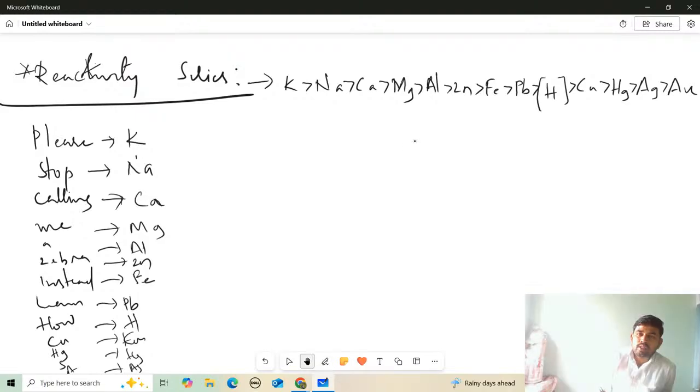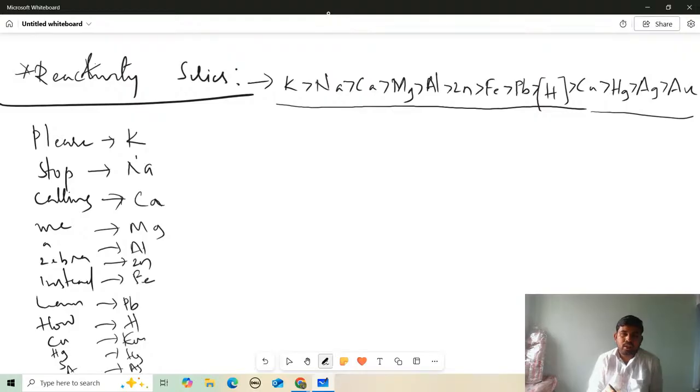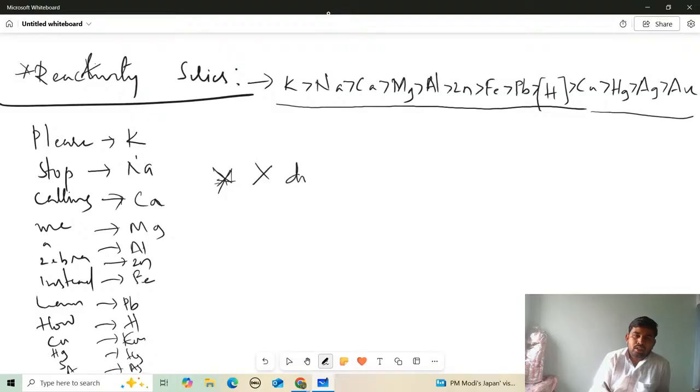So why is this important, sir? See, if we know this series, then only we are able to understand whether the reaction is possible or not. Suppose they give here, suppose X displaces Y. It means you should remember X is more reactive than Y. This is important. X is more reactive than Y.